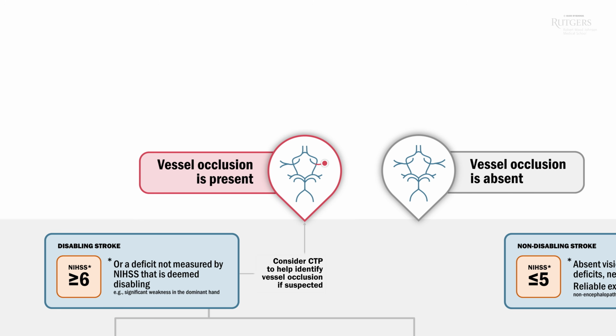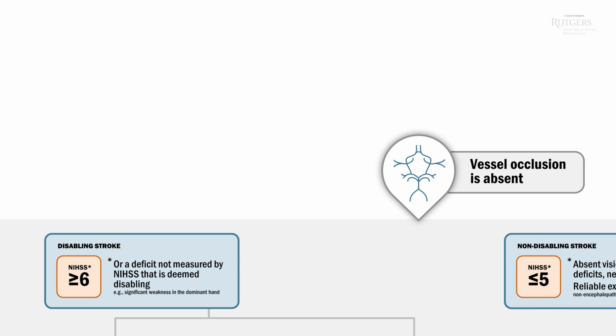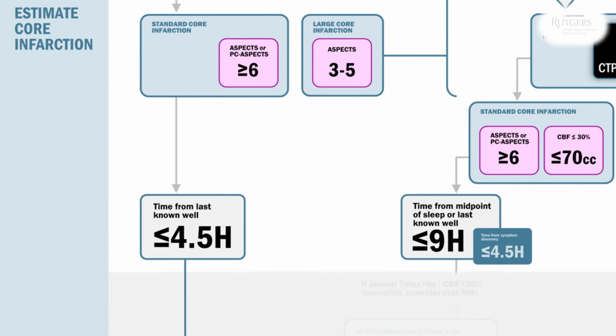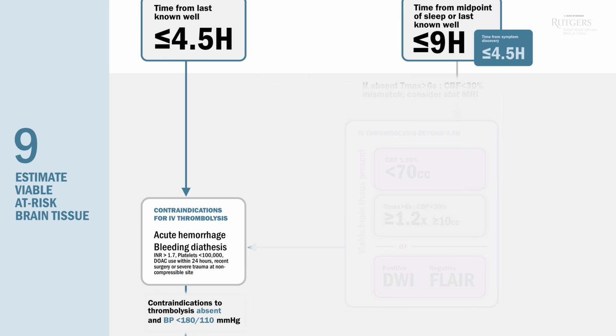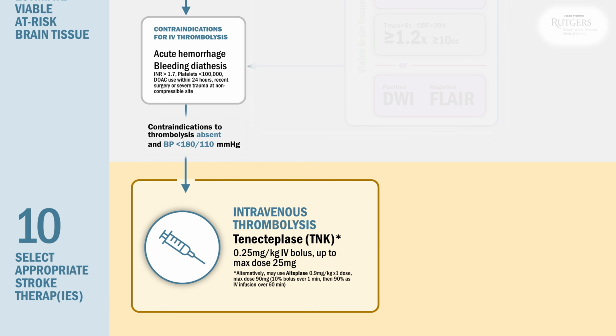Okay, you're convinced that a vessel occlusion is truly absent, and deficits are disabling. Your only option for treatment is IV thrombolysis. If symptom onset is within 4.5 hours, things are pretty simple. As long as the non-contrast head CT is normal, or shows a standard core, and there are no contraindications to IV thrombolysis, then go ahead and treat.